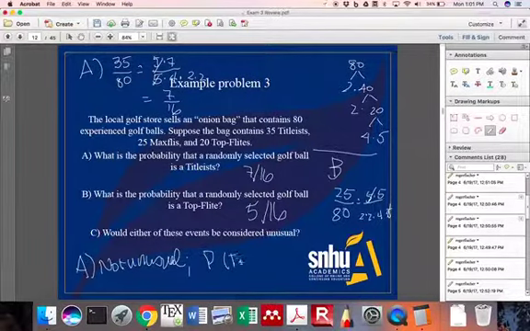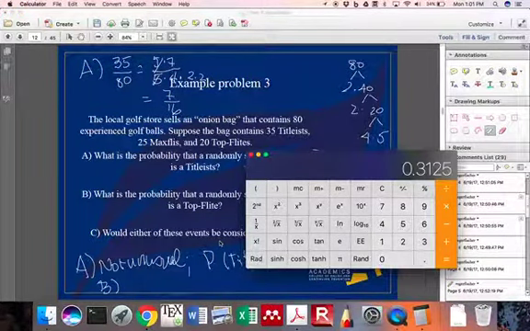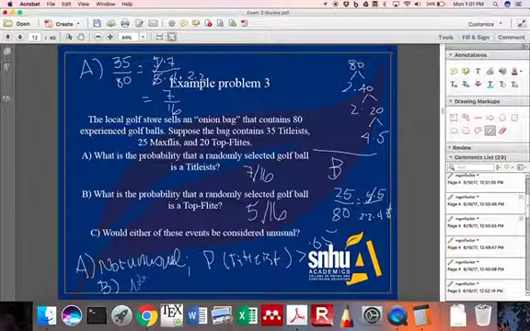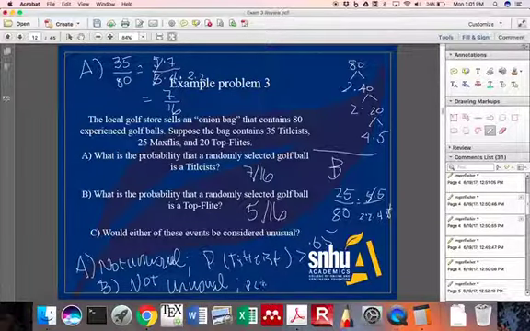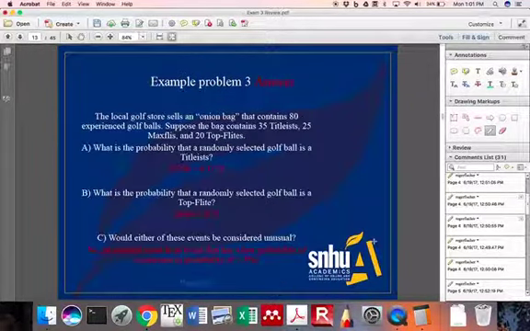Probability of Titleist is greater than 0.05. And I'm sorry my writing is so sloppy. B, let's do 5 divided by 16. 0.3125, not unusual. For the same reason. Probability of top flight greater than 0.05. And here are the answers typed up.